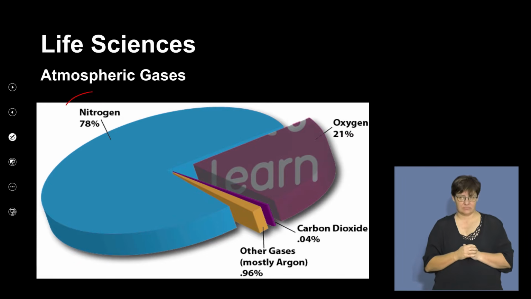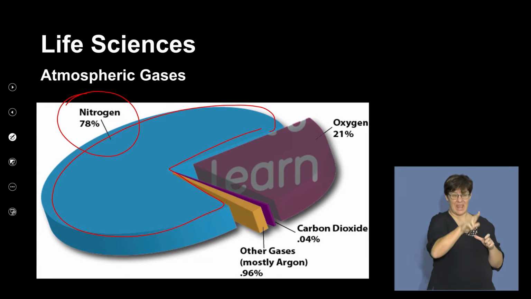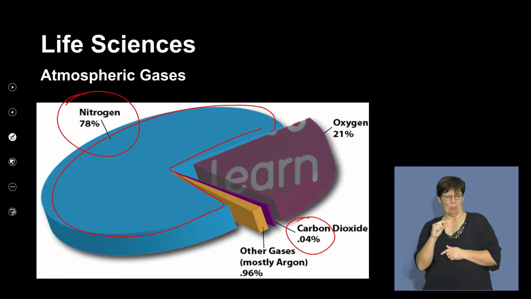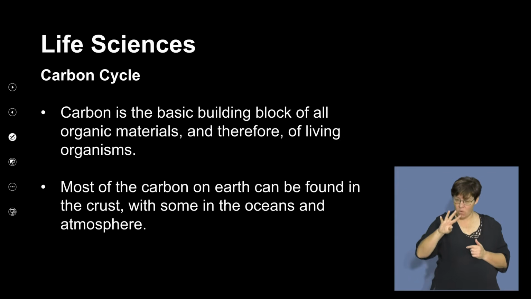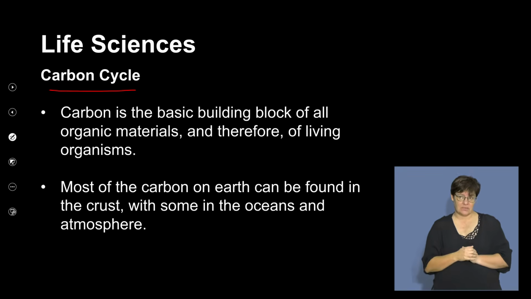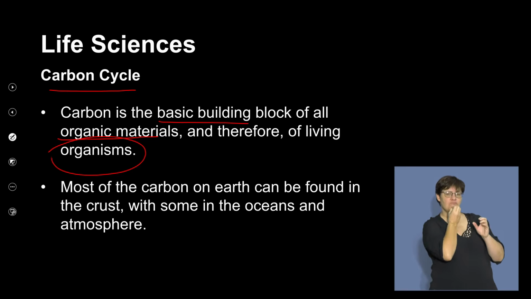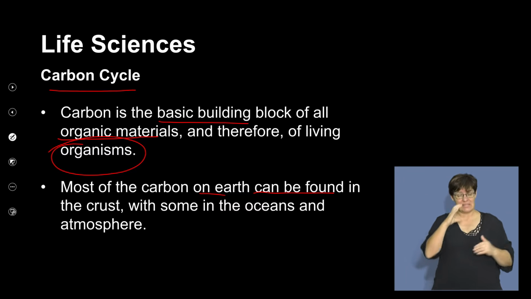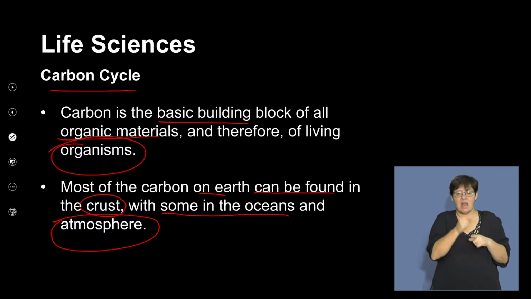As I mentioned, nitrogen forms a significant proportion that we look at. With carbon dioxide, again, although in a very small percentage in the atmosphere, it is still a significant element in nature. In our lesson, we're going to focus on the carbon as we move forward. Carbon is a basic building block of all organic materials and therefore of living organisms. Most of the carbon on Earth can be found in the crust, with some in the oceans and most available in the atmosphere.